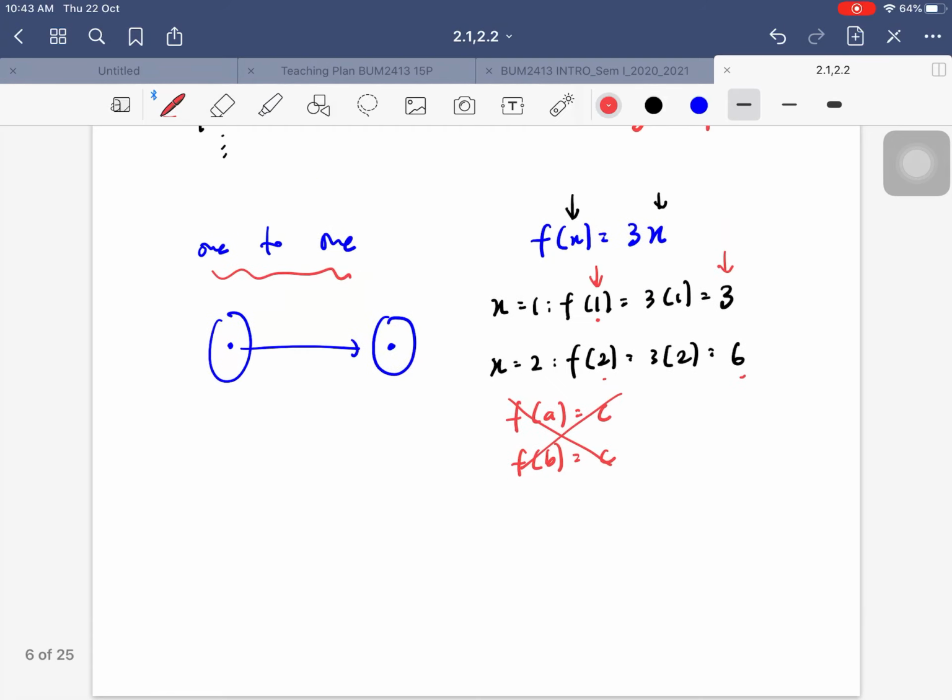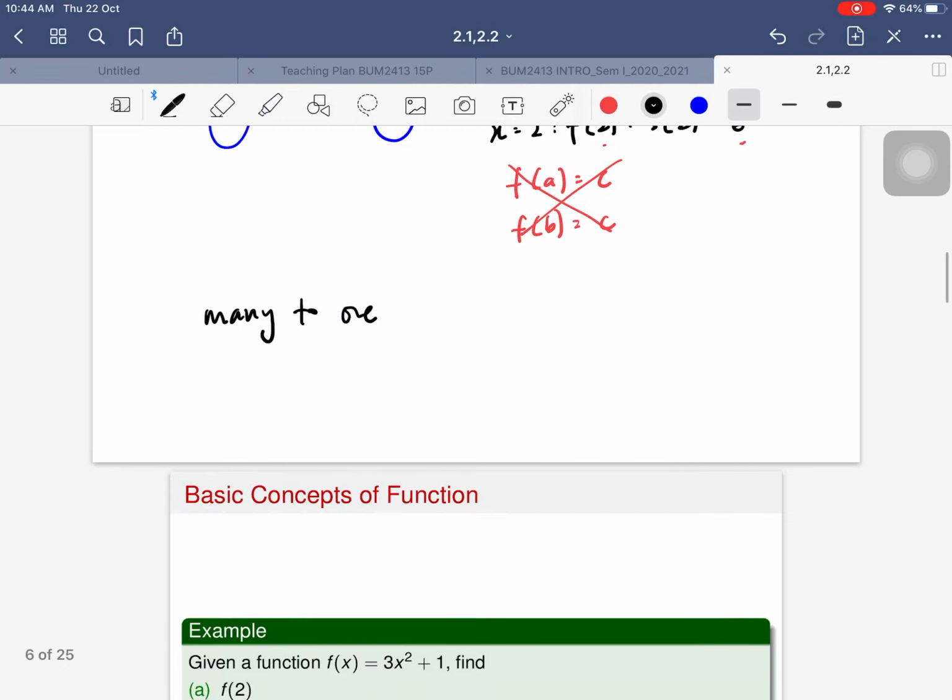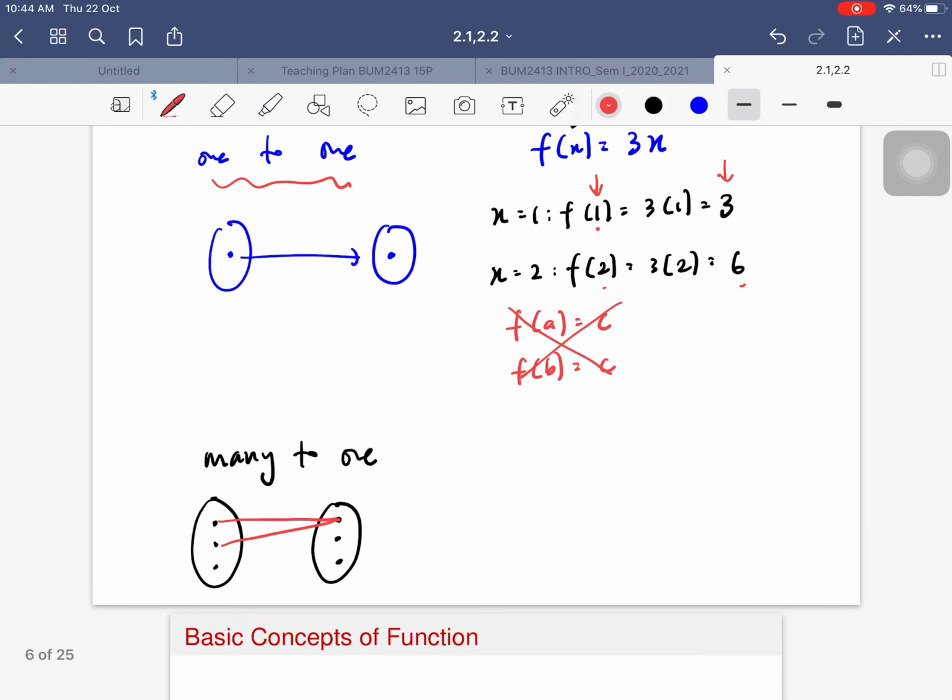In the case of many-to-one, it's going to be the opposite. Let me write that better for you. For the case of many-to-one, it means that two different values could share the same output. For example, I have two input values, and I'm going to have the same output. So two different inputs can share the same value of output.